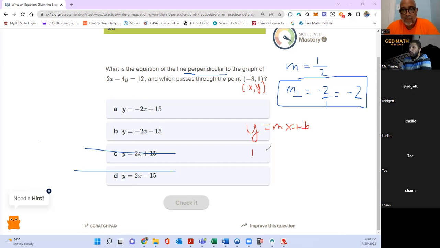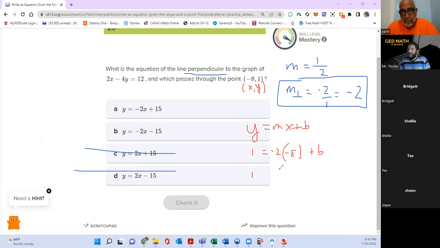So instead of m, I'm going to put what? You're going to put the slope, which is negative 2, multiplied by x. What's x? -8. Plus b. So all we did was substitute x and y into our slope intercept form and m. And now we're going to simplify.